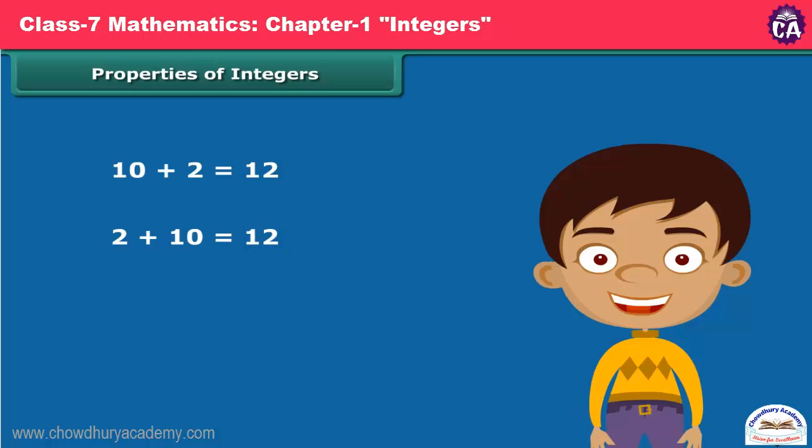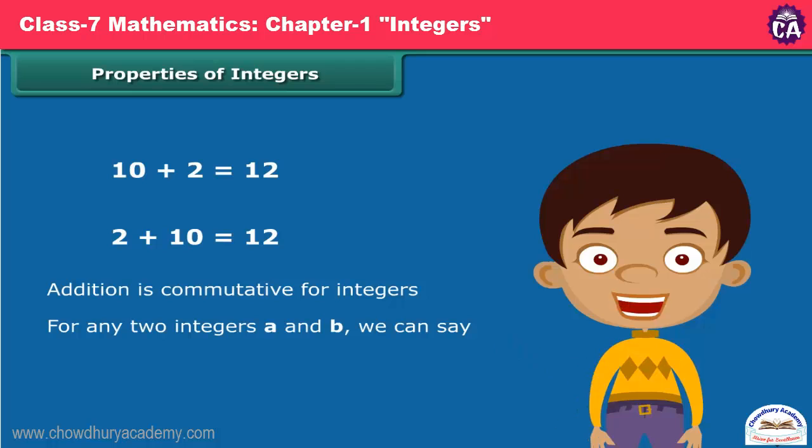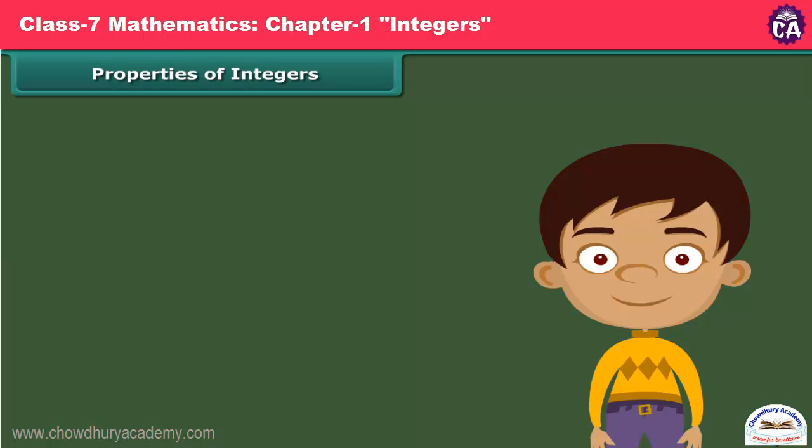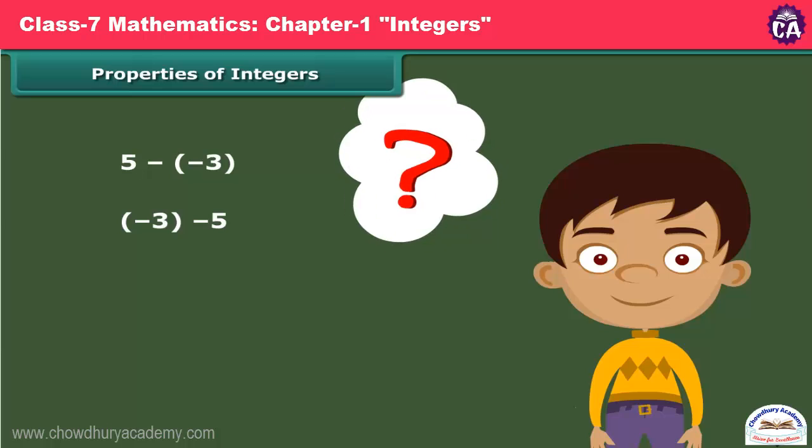This means the integers can be added in any manner. Hence, addition is commutative for integers. In general, for any two integers a and b, we can say a plus b is equal to b plus a. Students, is 5 minus (-3) the same as -3 minus 5?